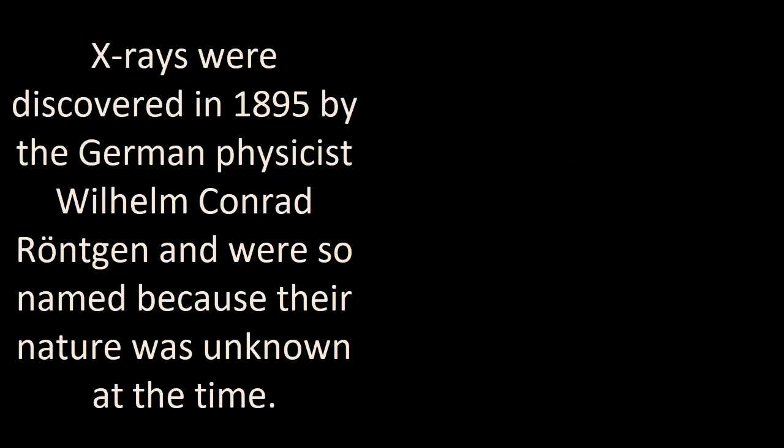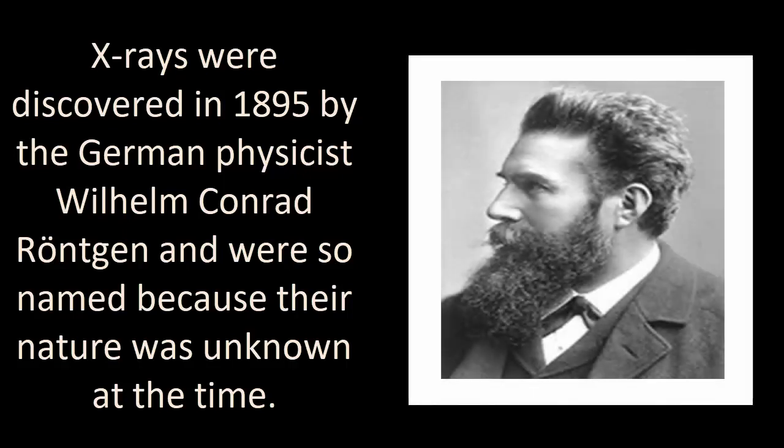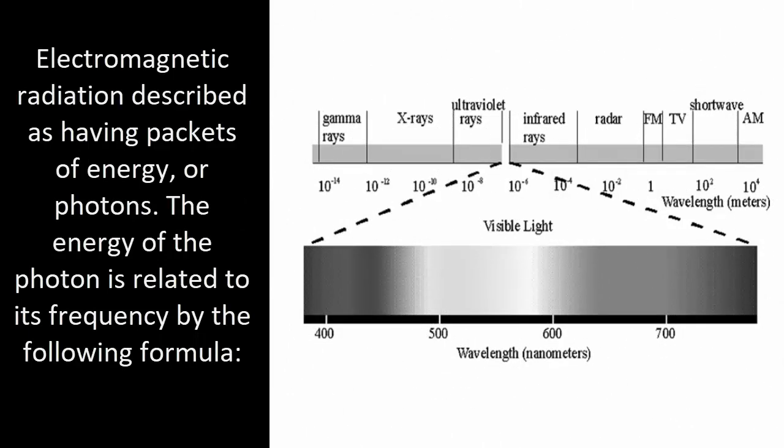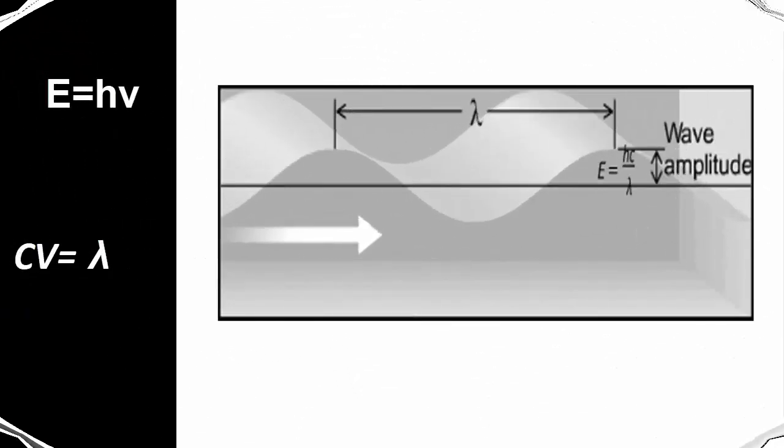Introduction of X-ray. X-rays were discovered in 1895 by the German physicist Wilhelm Conrad Röntgen and were so named because their nature was unknown at the time. X-ray energy. Electromagnetic radiation is described as having packets of energy, or photons. The energy of the photon is related to its frequency by the following formula.